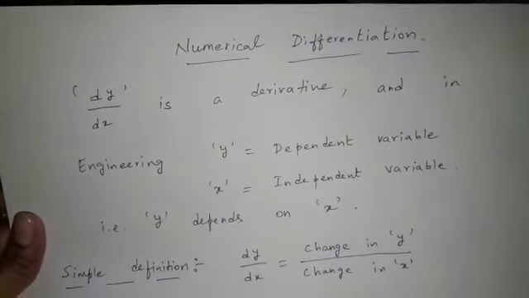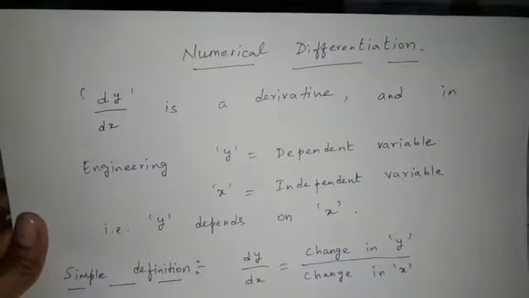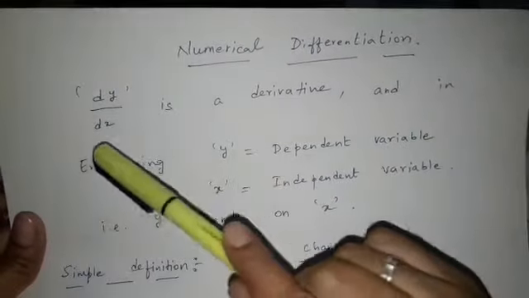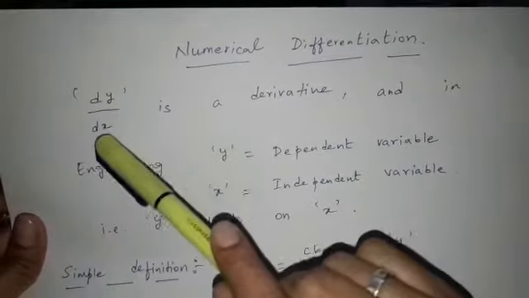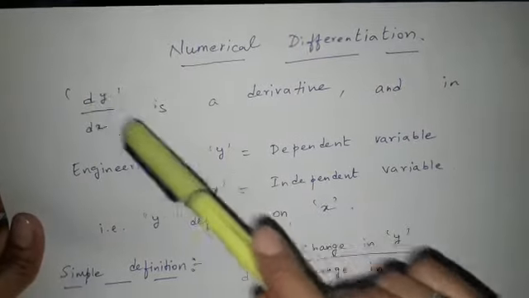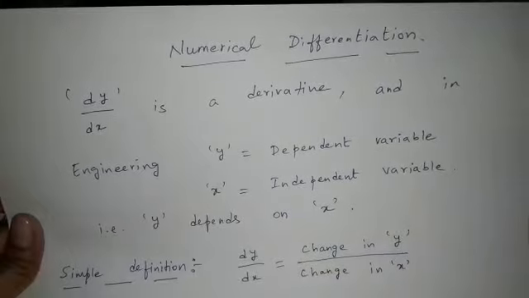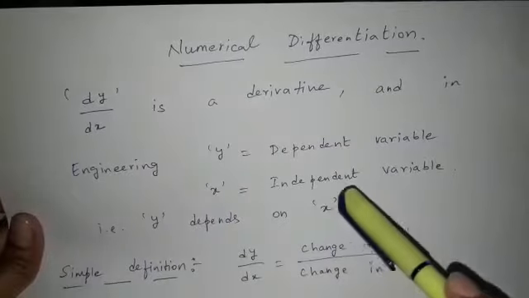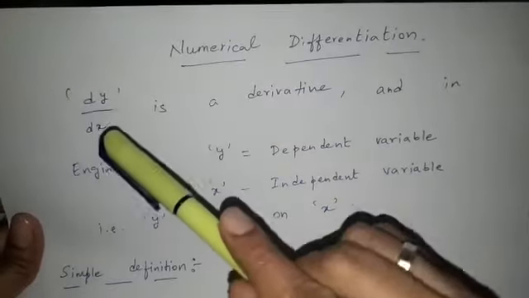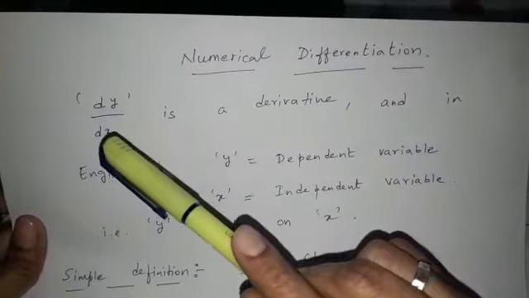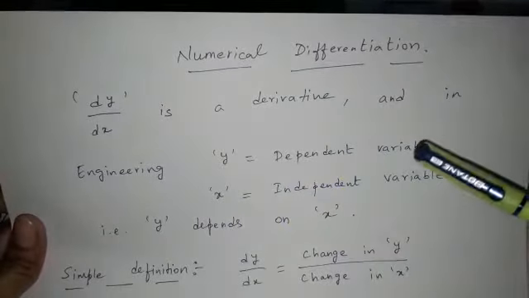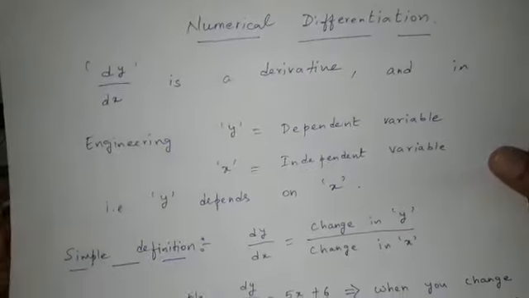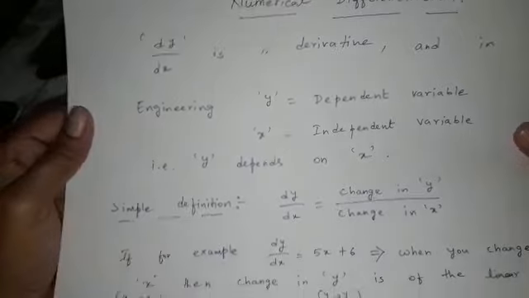So in engineering, dy over dx is known as the derivative, and whenever we write dy over dx, in the numerator the variable y is our dependent variable, whereas in the denominator whatever variable we use will be our independent variable. It means if I write dy over dx in engineering, y is my dependent variable, x is my independent variable, and y depends on x. If I change x, the value of y will change.